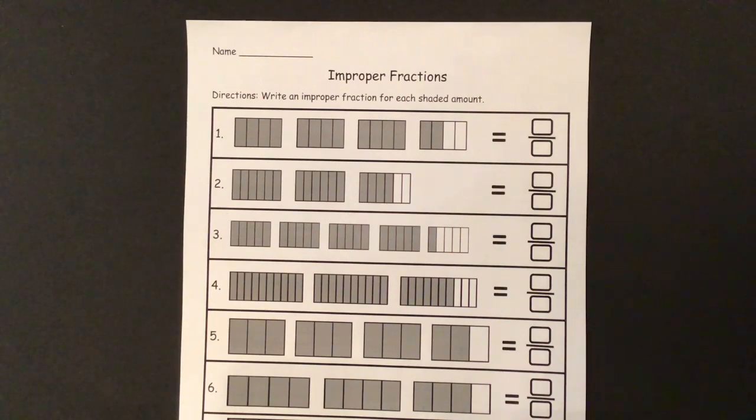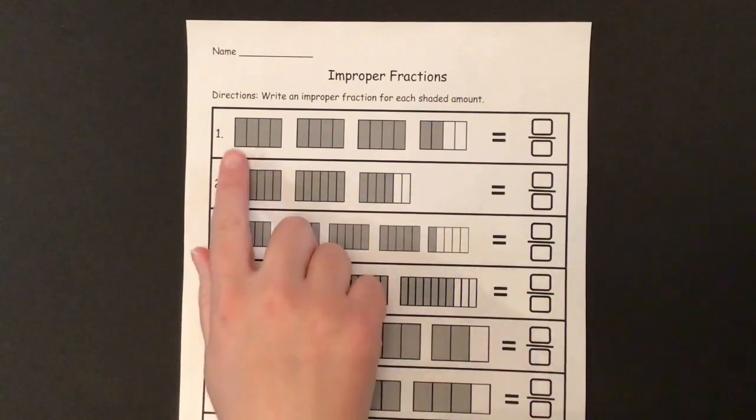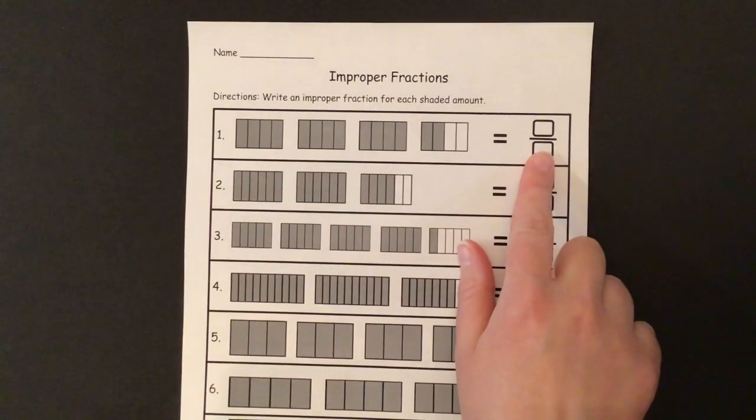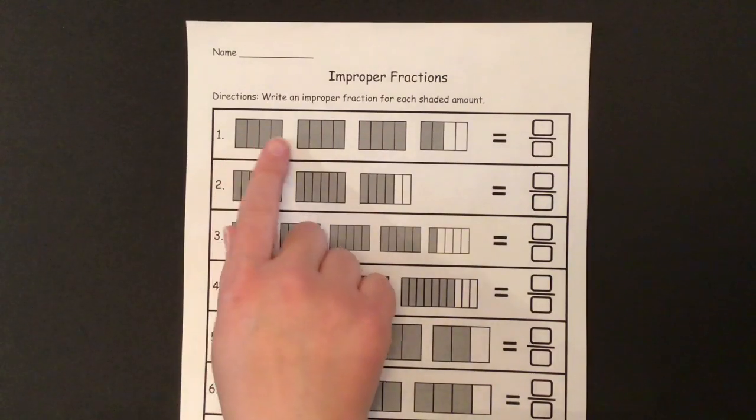Now it's your turn. Go ahead and pause the video and you can work on the first side of the practice page. Just remember to count the number of pieces in each whole. That's your denominator. And then go back and count each of those pieces to get your numerator.